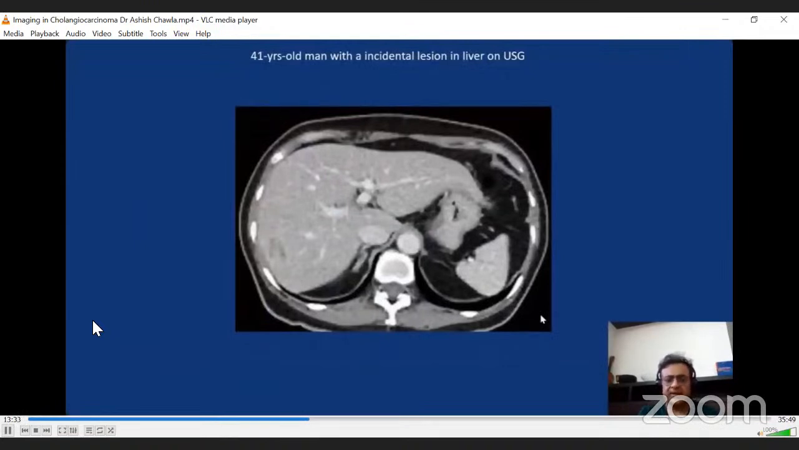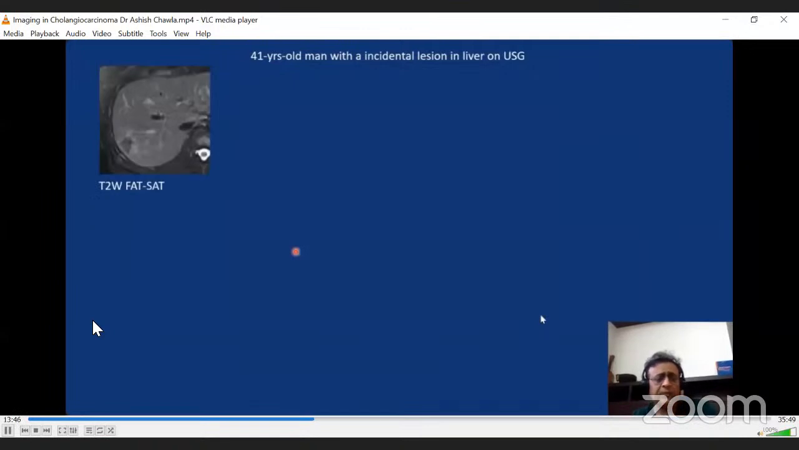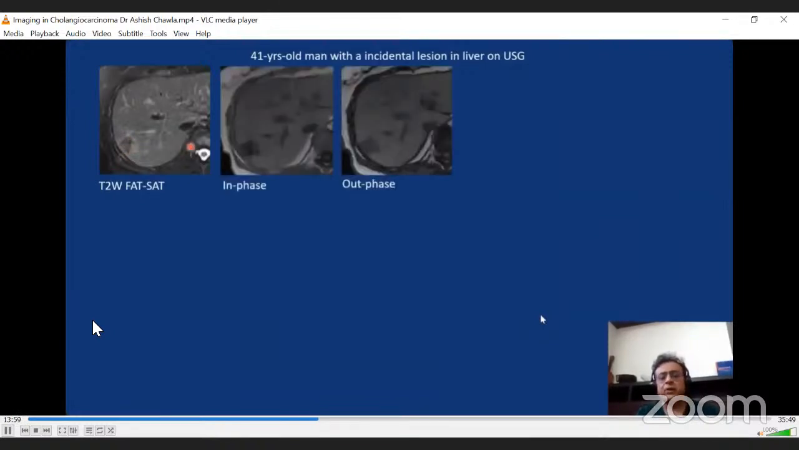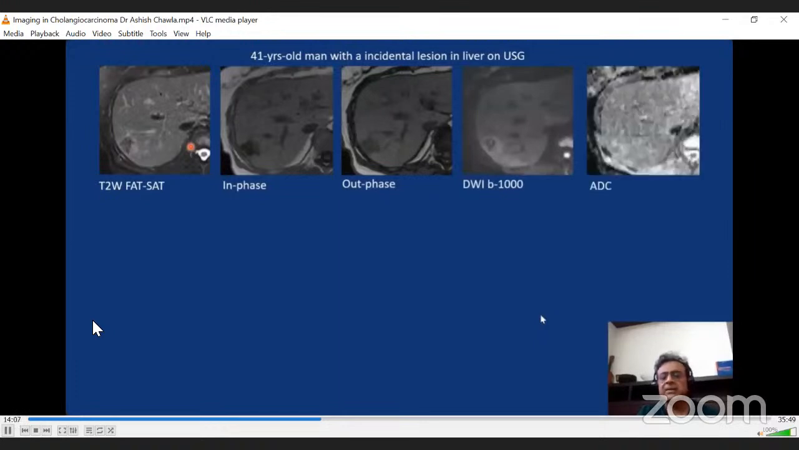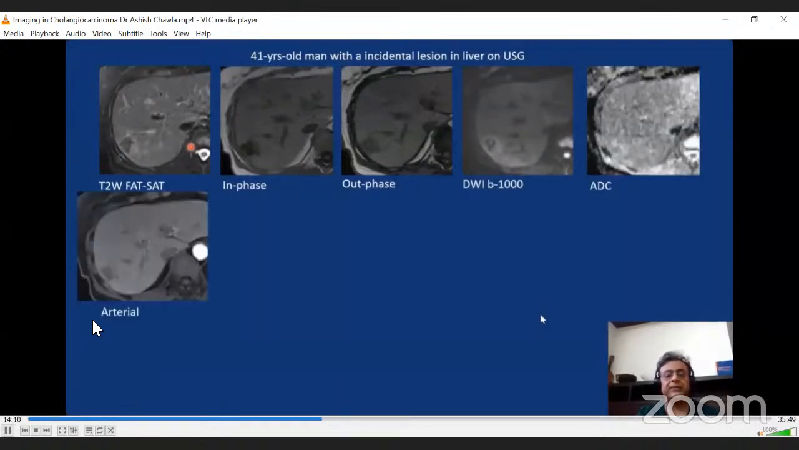A 41-year-old man with an incidental lesion in the liver on ultrasound, and the CT scan, single portal venous phase, shows a lesion with heterogeneous enhancement in the periphery of the right lobe of the liver. MR was done for this patient. On fat-saturated T2 weighted images, the lesion is heterogeneous, slightly bright in the periphery but dark in the center. In-phase, out-of-phase images confirm there is no fat, so unlikely hepatocellular carcinoma. There is no restricted diffusion, quite useful evidence.